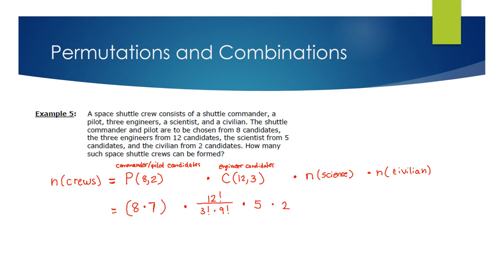So when I put all this together, I get 56 times 220 times 5 times 2, which gives me 123,200 possible crews that could be for this space shuttle mission. And that's just the combinations from these people.